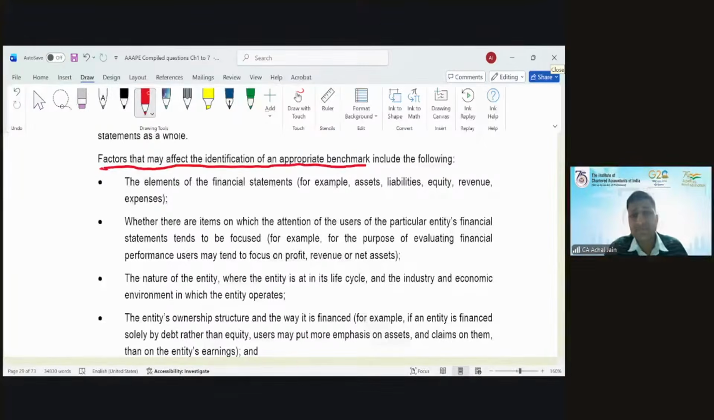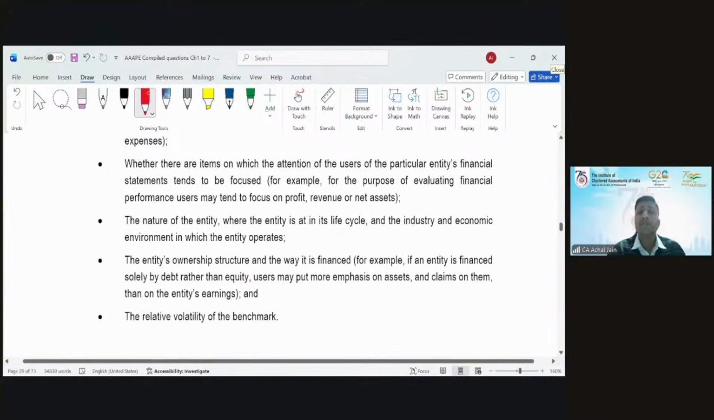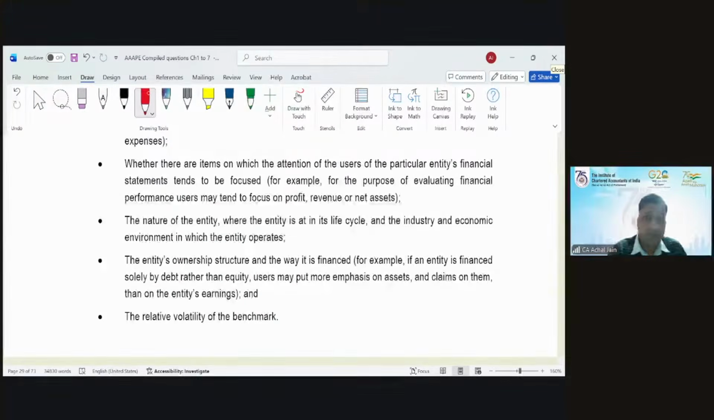Nature of the entity. That will also be a very important factor: where the entity is in its life cycle, and the industry and economic environment in which the entity operates. Entity's ownership structure, that again is an important factor. The way it is financed: if it is financed solely by debt instead of equity, users may put more emphasis on assets and claims on them, and then of course on the entity's earnings. And relative volatility of the benchmark, that will also be one of the factors.